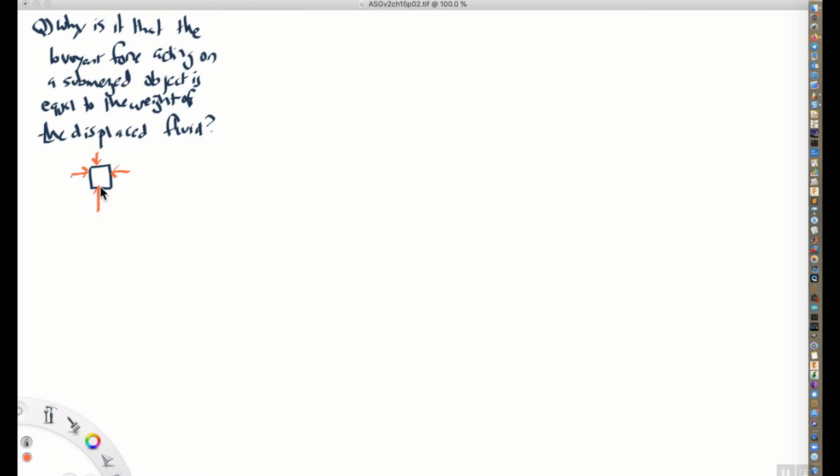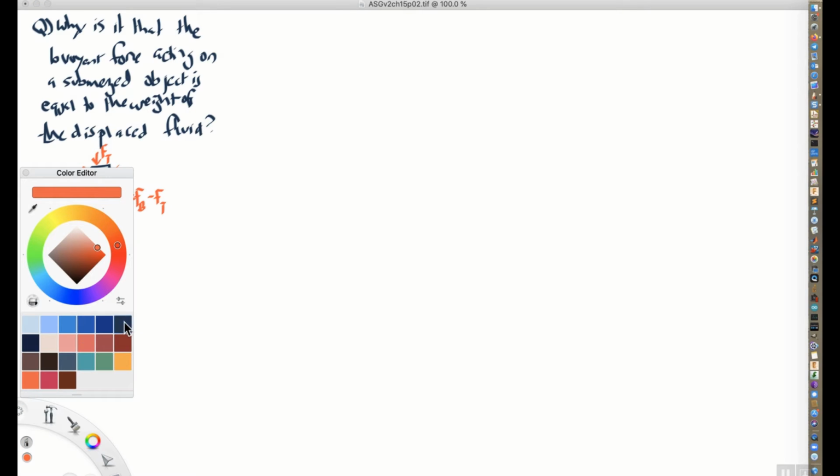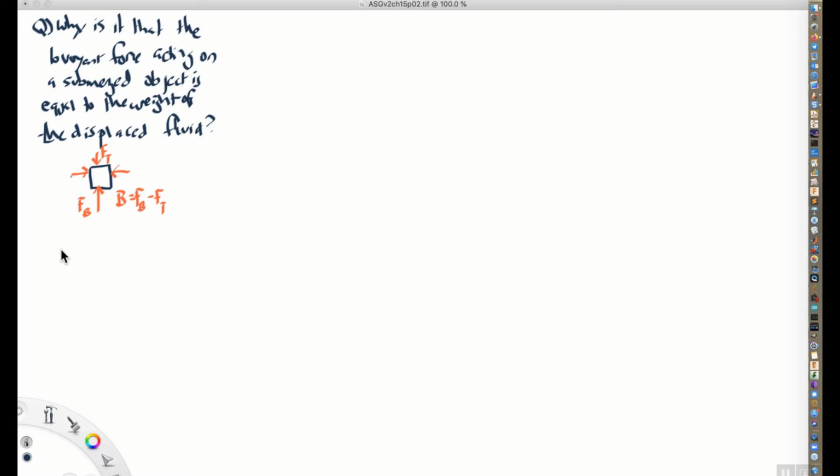So we have to find a way of finding out the force acting on the bottom and the force acting on the top, and then demonstrating that the total buoyant force, which is equal to the difference between the force acting on the bottom and the force acting on the top, somehow happens to be equal to the weight of that fluid displaced. So how do we demonstrate that? That is what I'm going to do now. I'm going to prove this.